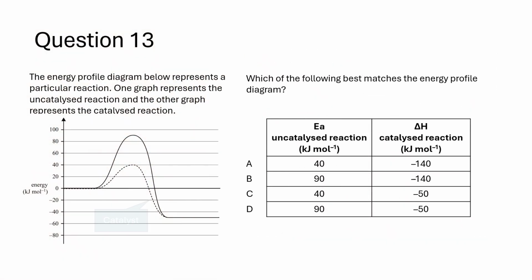In the provided energy profiles, the dashed line corresponds to the catalyzed reaction and exhibits a lower activation energy. The enthalpy change for this catalyzed process is -50. In contrast, the solid line represents the uncatalyzed reaction, which has a higher activation energy of +90.